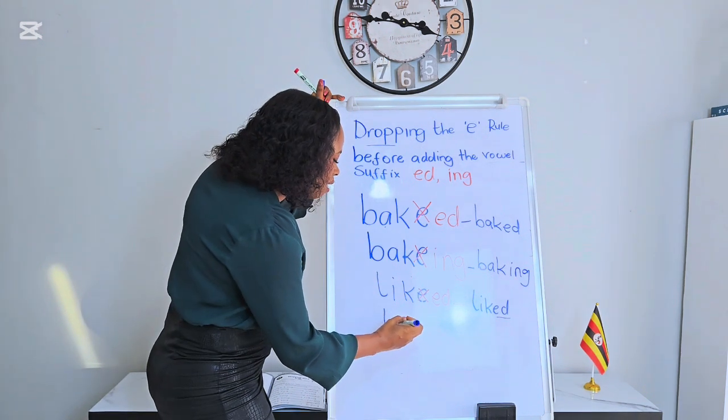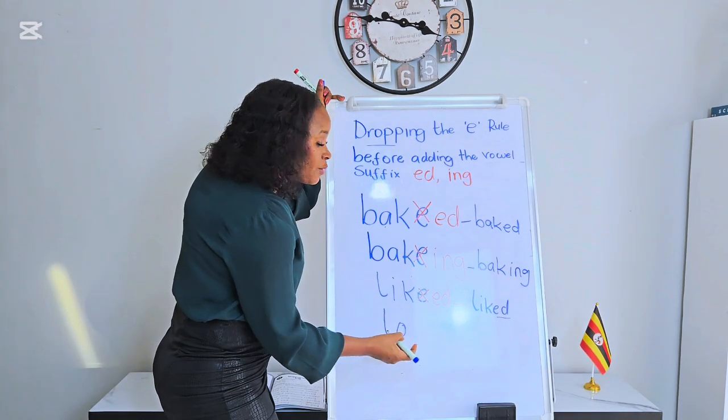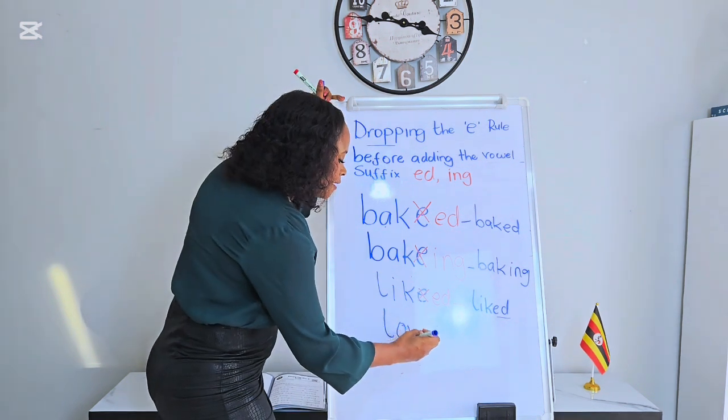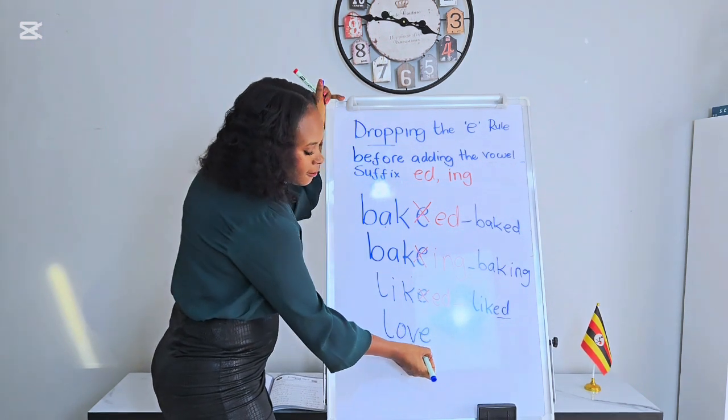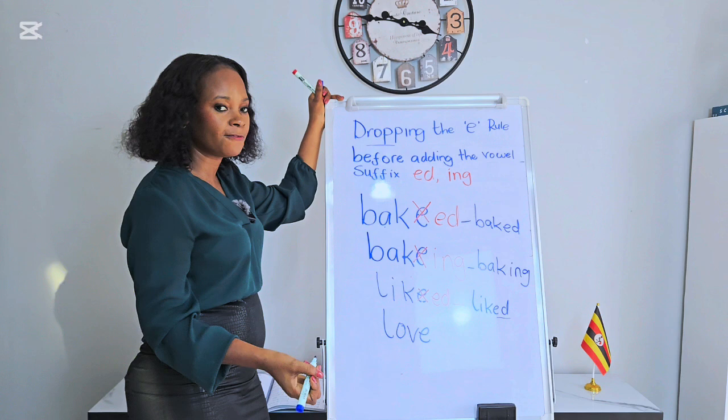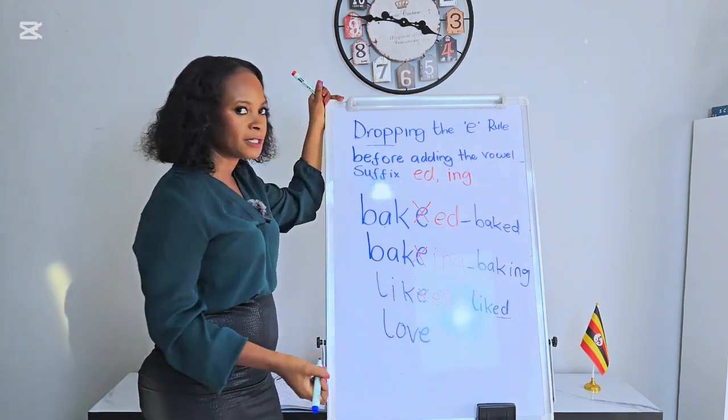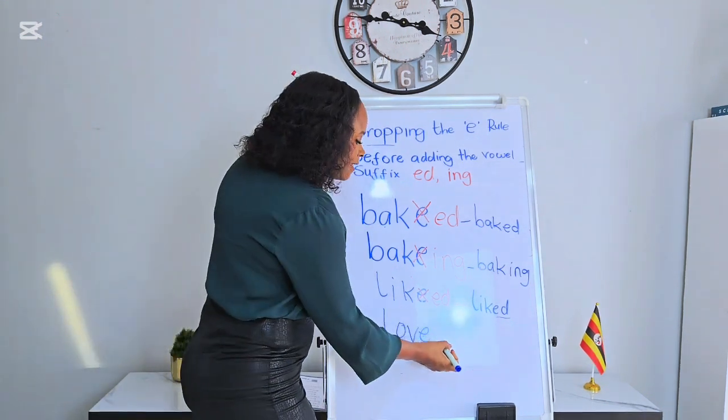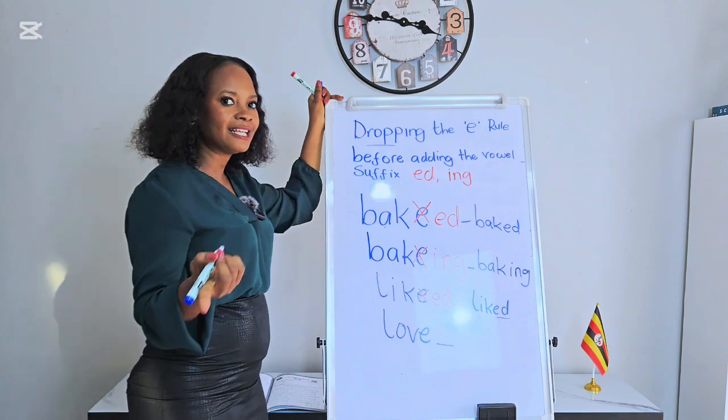How about the word love? L, O, V. This is a rule we learned in book 6. We know that words in English do not end with a V. They are always accompanied with the best friend letter E. Okay, I am loving these lessons.